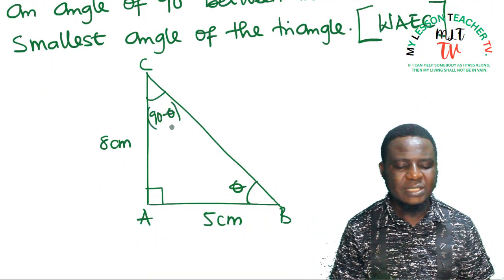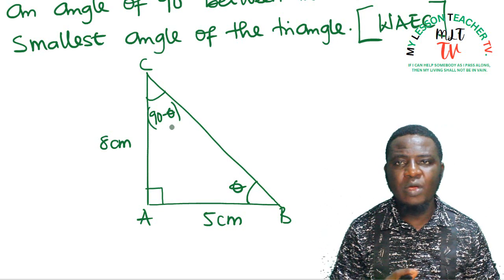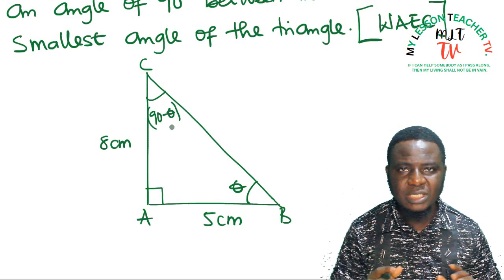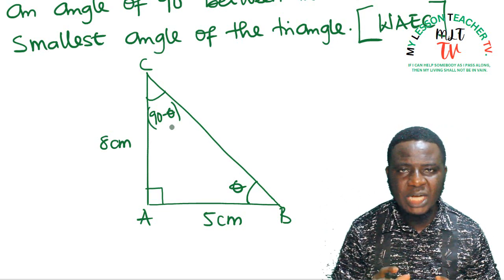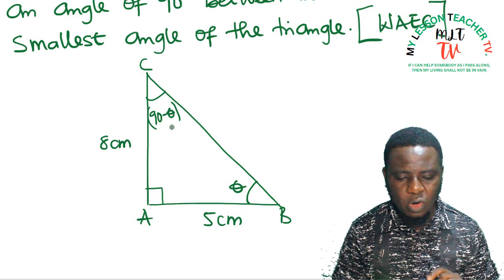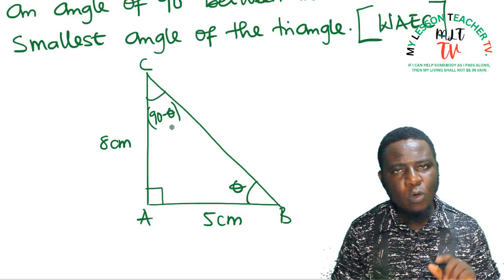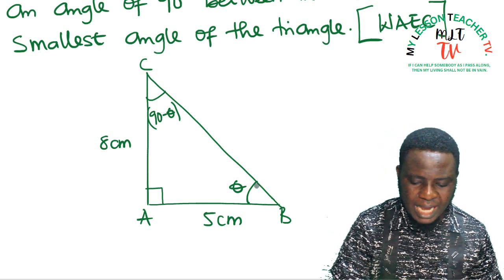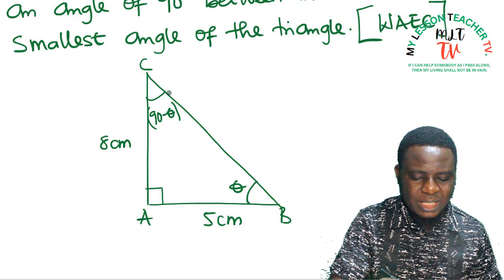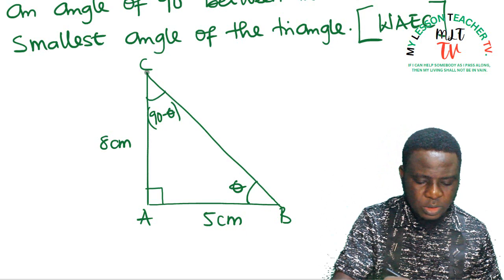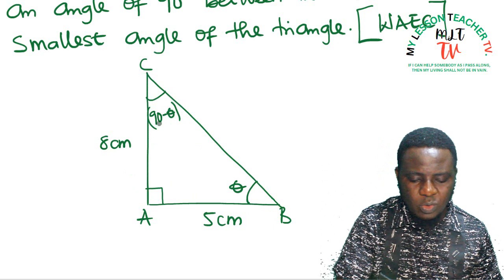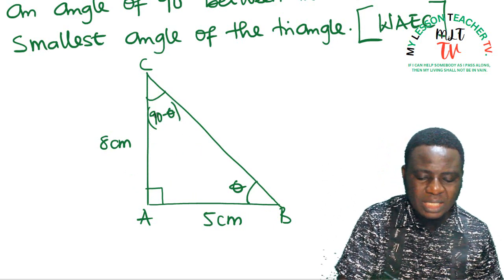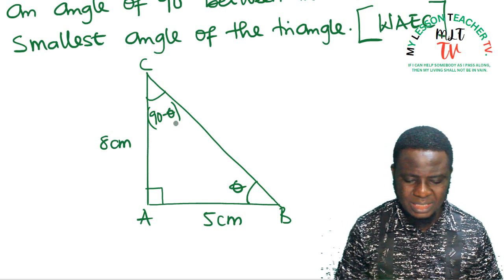Now we are to calculate the smallest angle. They didn't specify which of them is bigger and which is smaller, but from the given sides you can tell which angle is going to be bigger than the other. The bigger angle is the angle with the biggest opposite side. So angle theta is bigger than angle 90 minus theta, because the opposite side of theta is 8 centimeters, while the opposite side to angle 90 minus theta is 5 centimeters. So angle 90 minus theta is going to be the smallest angle.